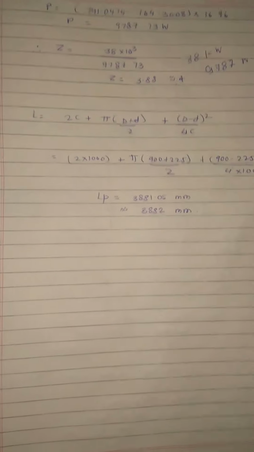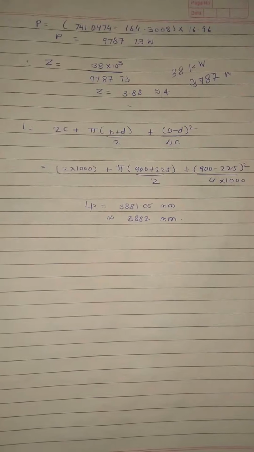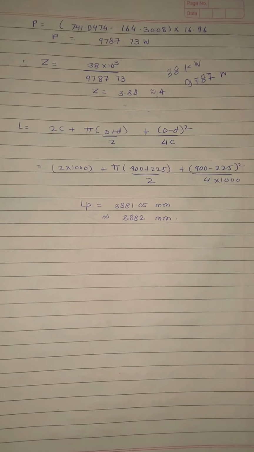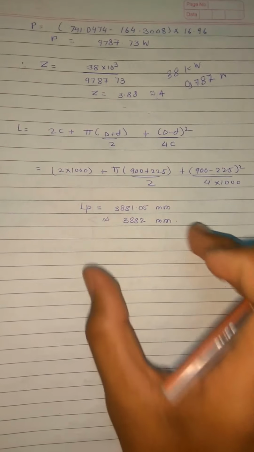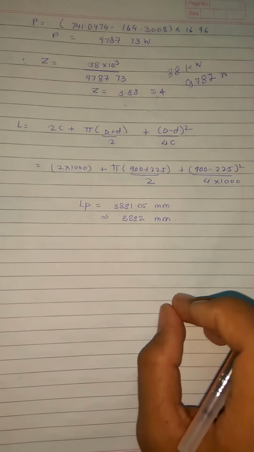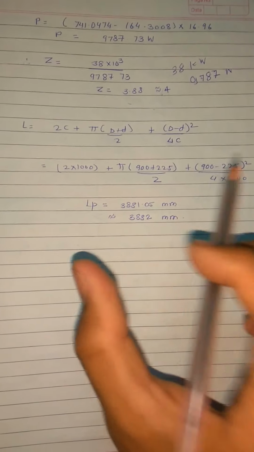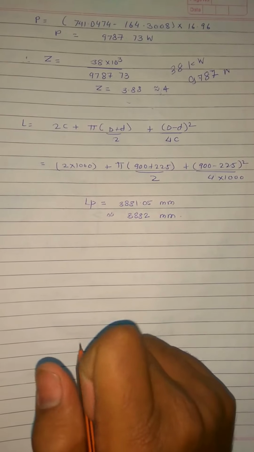So these are the 4 types of numerical mainly in the chapter belt, rope and chain drive. Do not get afraid of the chapter, it is very easy. Practice it regularly, and if you have any problem, comment in the section below and I'll be answering every problem personally. If you want me to solve some more problems, do comment and let me know.